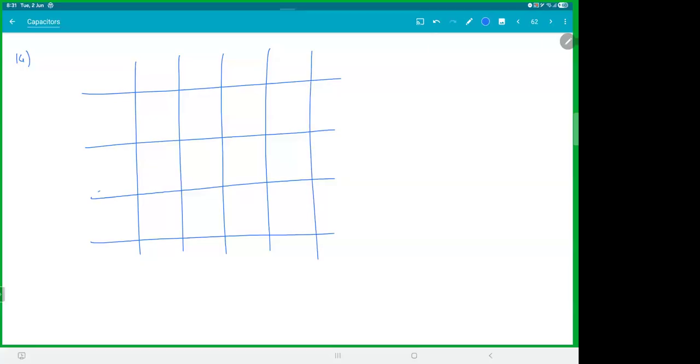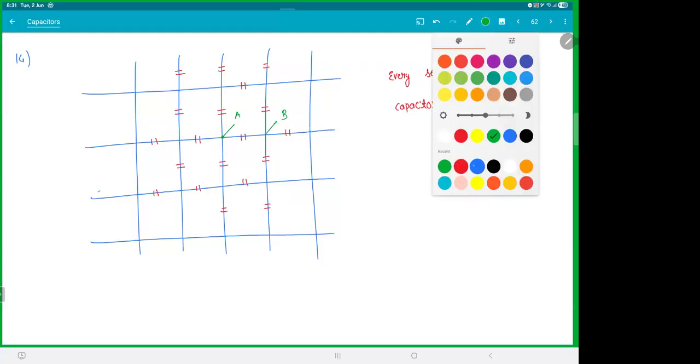Let's say there is an infinite grid. So every segment is a capacitor. Every segment has a capacitor C. So here, if you choose two points, A and B, and you put a battery between these two, and this is going to infinity.